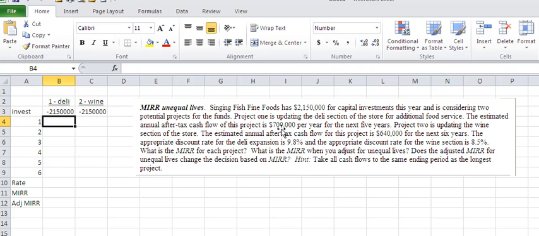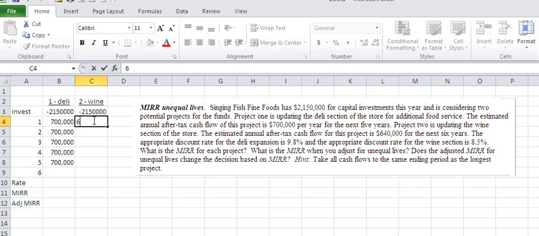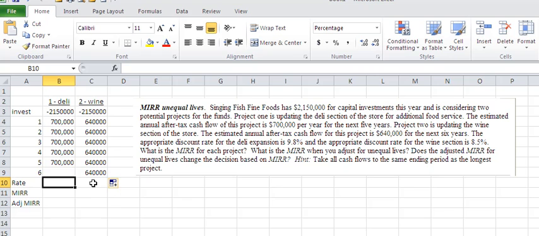Project 1 will receive after-tax cash flow of $700,000 per year for 5 years. So I have that for year 1. Let's carry that down through 5 years. Project 2 will be $640,000 for 6 years. So this is where that unequal lives is going to come into play. But first, let's calculate that modified internal rate of return. For project 1, which is the deli, we had a discount rate of 9.8%, and for the wine, 8.5%.